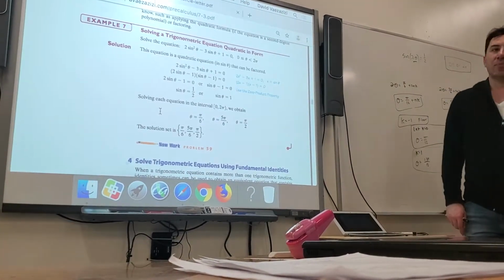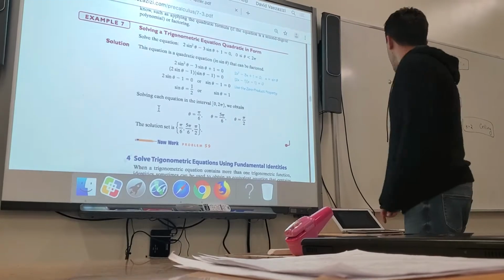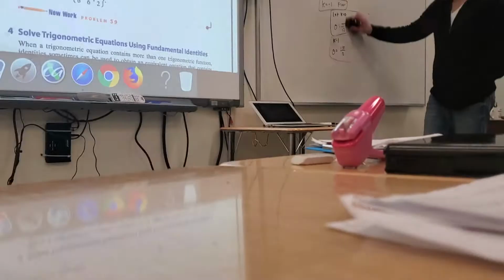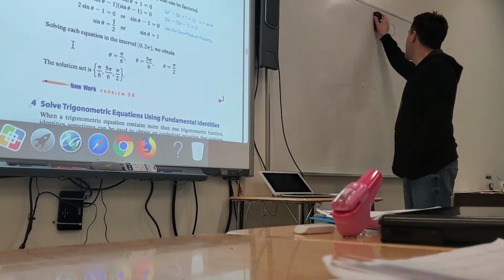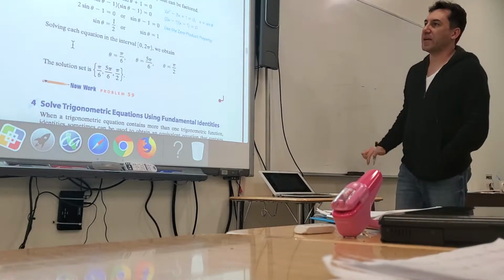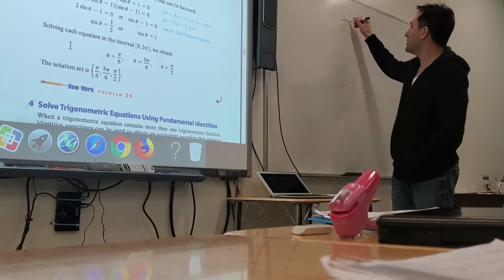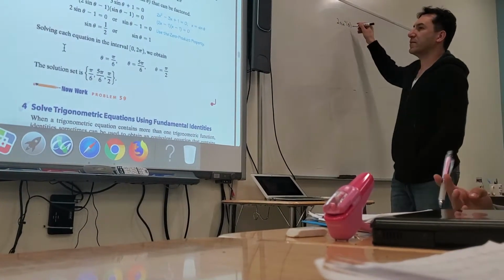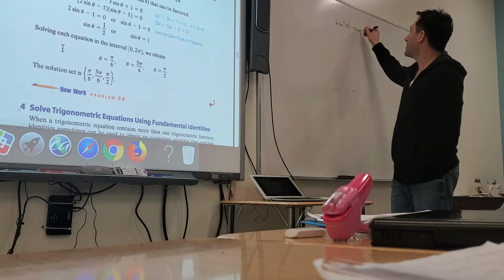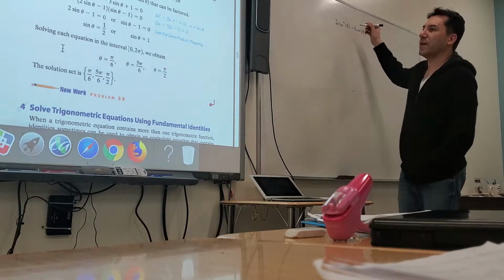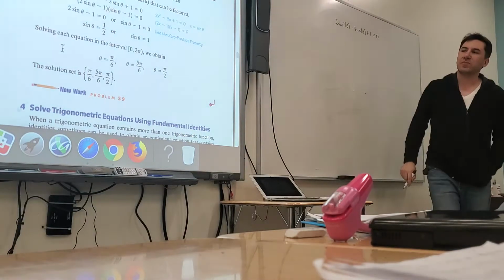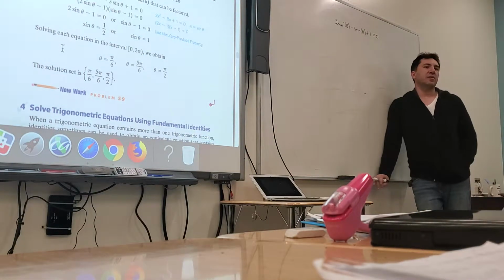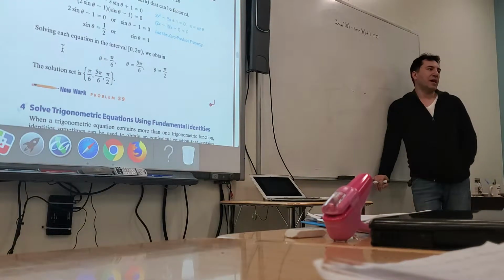Okay, now we've got a simple quadratic in the form of a trig problem. So what do we have here? We have 2 sine squared theta minus 3 sine theta plus 1 equals 0. Now they don't do this here, but I highly recommend you do this. This will also help you in calculus later on.